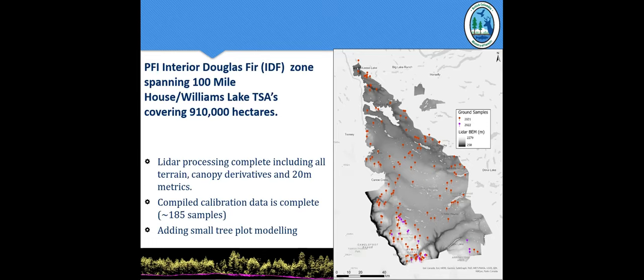The addition in this project is, as we've seen in other provinces, they have a larger 11.28 fixed radius plot to do this calibration work. But in addition to that, our ground samplers always collect a small tree plot, which is in the center of the 11.28, and it's 5.64 meters. So in previous projects, we've never considered using that small tree plot data for anything. But as an enhancement to this project, we're going to try to include that and come up with sapling kind of small tree models, independent of the kind of mature timber. So we'll see how that goes. Next slide, please.